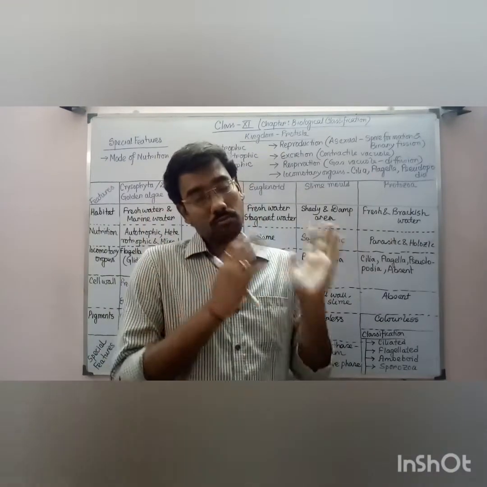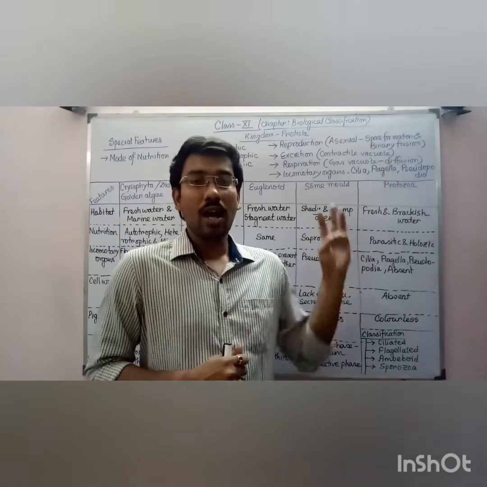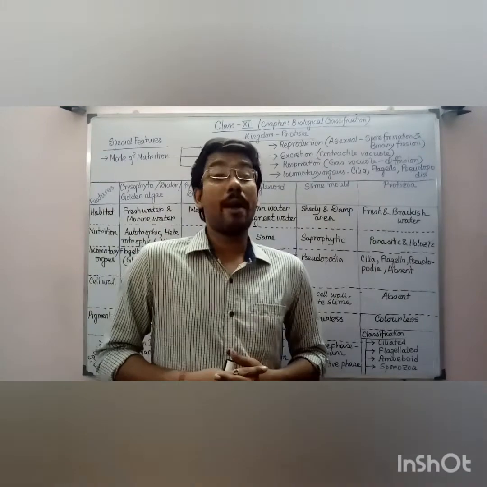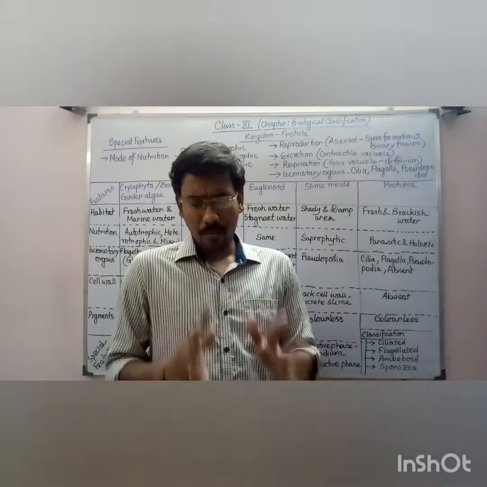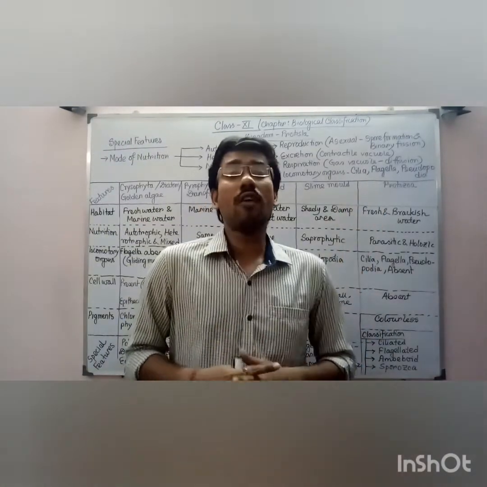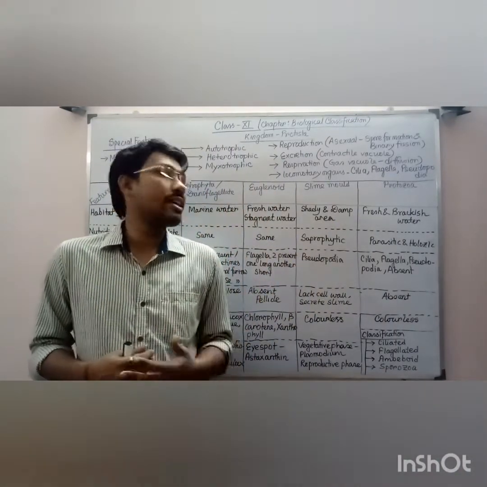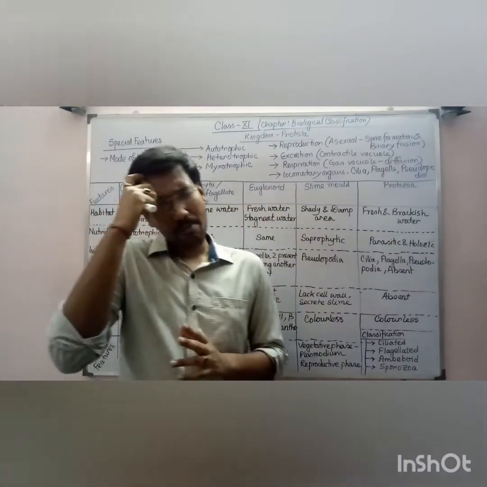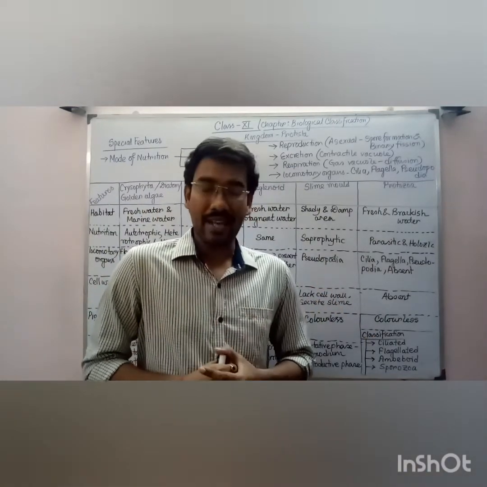Next, as the last point under the special features, that is the locomotory organ. Mostly these Protista organisms have three kinds of locomotory organs. First one is cilia, second is flagella, and third is pseudopodia. Cilia is commonly found in paramecium. In case of amoeba, you can see the pseudopodia, and in other kinds of Protista organisms like the dinoflagellate and diatom, that is golden algae, you can see flagella as a locomotory organ. These structures help them move from one place to another.